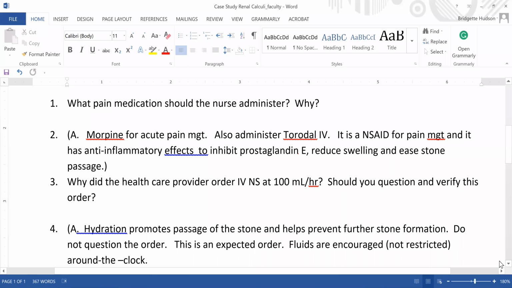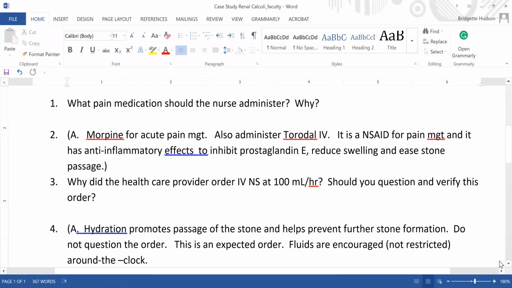What about salt? Do we limit salt? Yes, we do. So we're going to limit our salt to 2 to 3 grams per day. We're going to decrease our purines, organ meats. We're going to decrease drinking beer. We're going to decrease red meats. We're going to decrease seafood like scallops and sardines because those form uric acid stones.